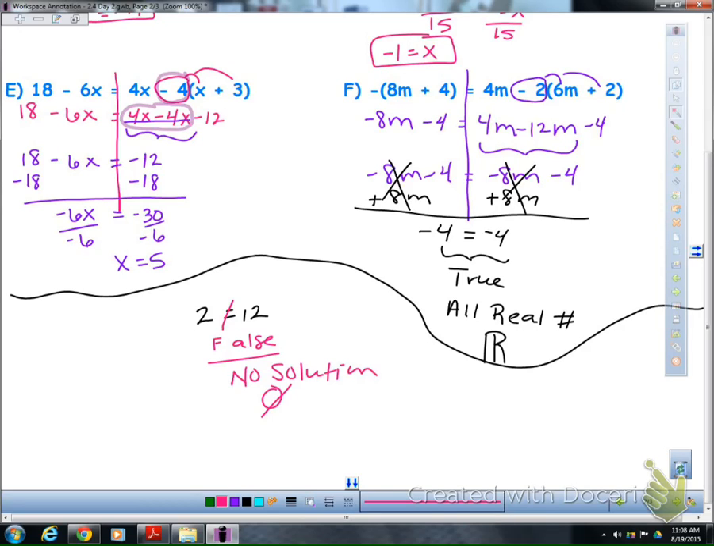So those are 2 special cases whenever all of your variables cancel out. If you're left with a true statement, the answer is all real numbers. If you're left with a false statement, the answer is no solution.